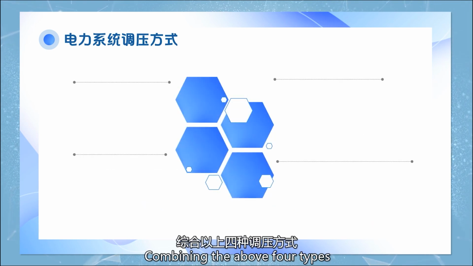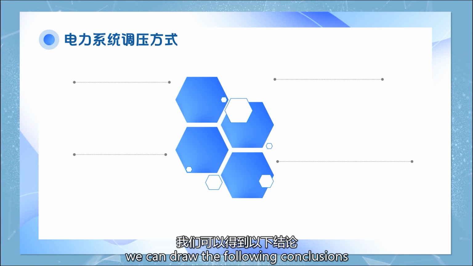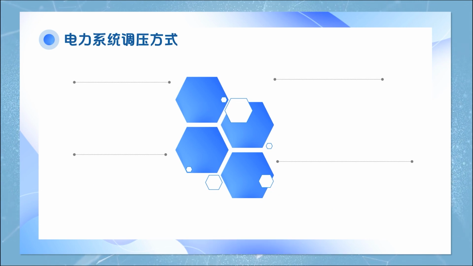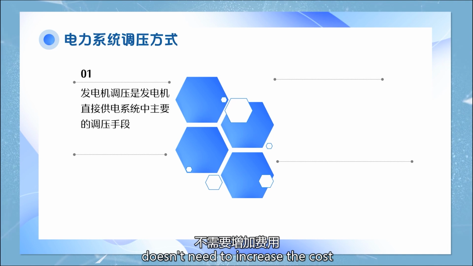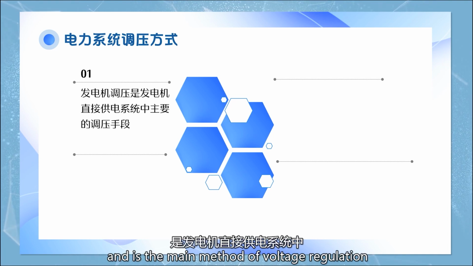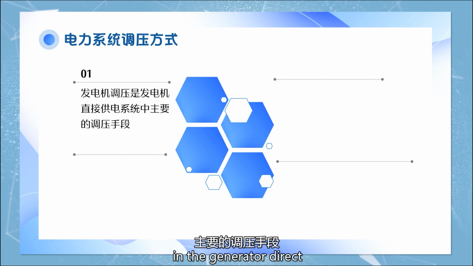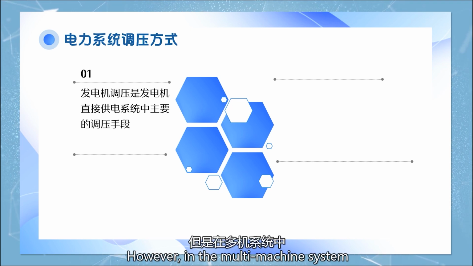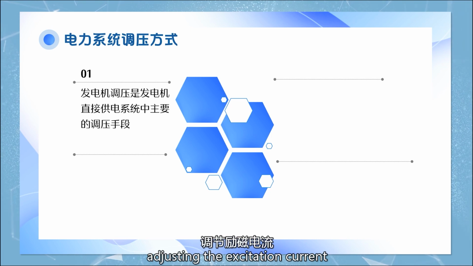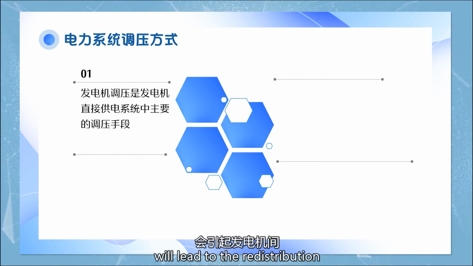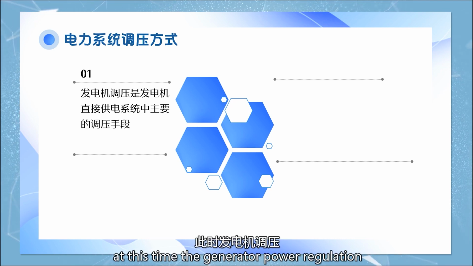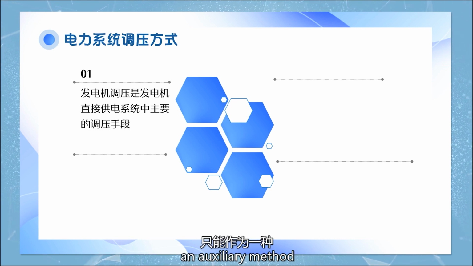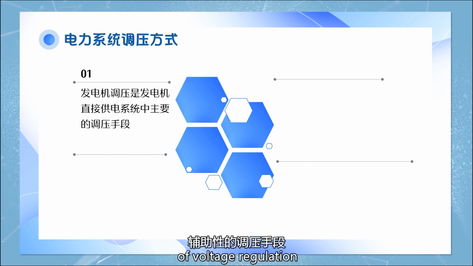Combining the above 4 types of voltage regulation, we can draw the following conclusions. 1. Generator voltage regulation doesn't need to increase the cost and is the main method of voltage regulation in the generator direct power supply system. However, in a multi-machine system, adjusting the excitation current will lead to the redistribution of reactive power between generators. At this time, generator regulation can only be used as an auxiliary method of voltage regulation.